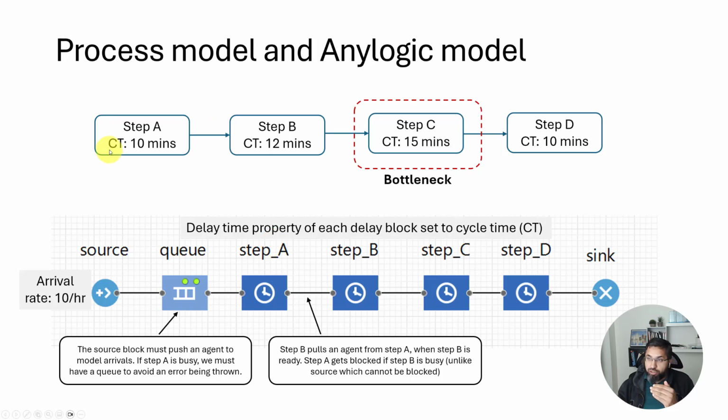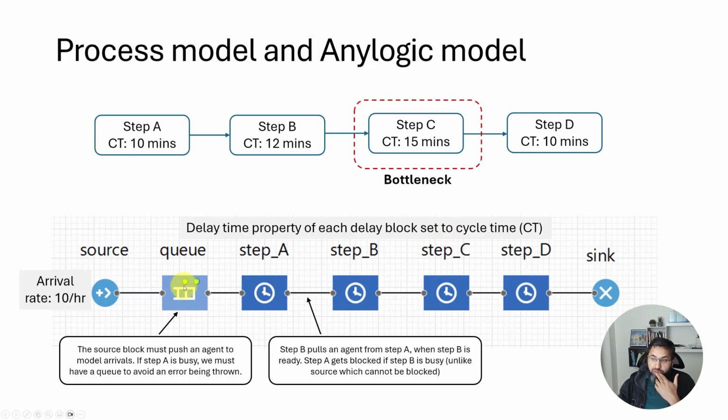one-to-one match this process diagram we had here, right? So the model in AnyLogic is very closely matching the process diagram we had. The only thing is that each rectangle in a process diagram became a delay block, and you had to add the source and sink blocks at the end. Okay, so why do we need to put a queue here?